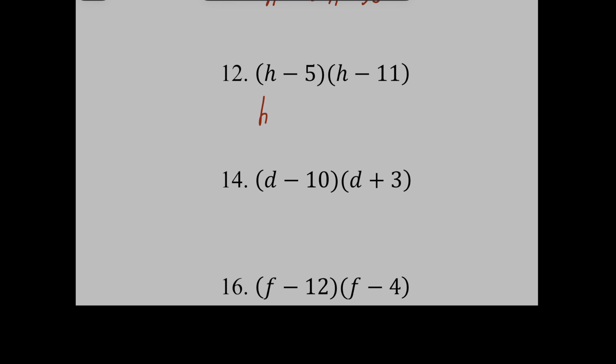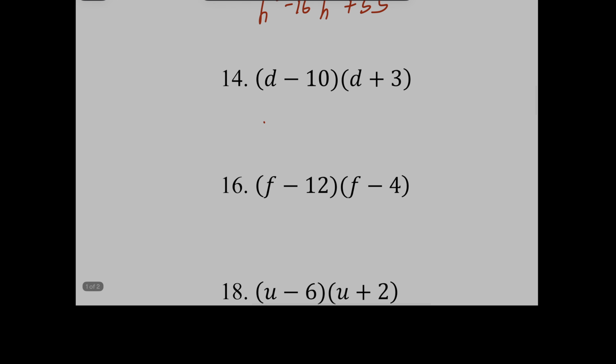I'm going to get an h squared and an h. My middle term, when I add two negatives, I just add them and keep the sign. And when I multiply them, a negative times a negative is a positive. And that's my answer. Number 14, that's going to be a d squared and a d.